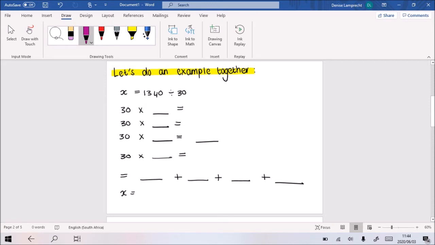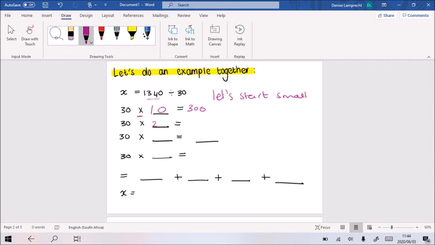Let's do an example together. What is my sum? 1340 divided by 30. Now we are going to make use of multiplication. This is an estimation, so let's start small. 30 times 10 equals 300. Now we are quite far from 1340. So I'm not going to make use of 10 again. I'm going to use a bigger number.